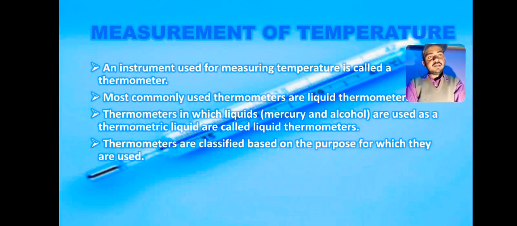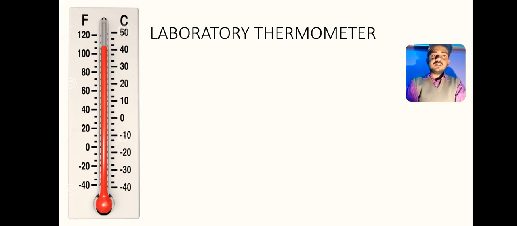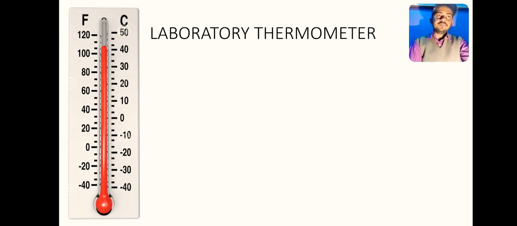Thermometers are classified on the purpose for which they are used. For whichever purpose we use a thermometer, we classify it accordingly. All of them have basically the same features, with little bit changes. What are those changes and how many different types of thermometers are there for us to use, we will see just now. So the first one is the laboratory thermometer.